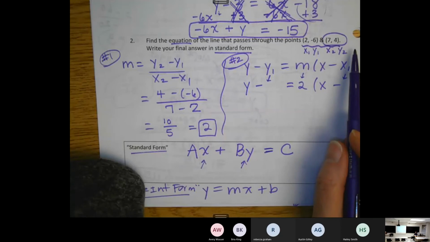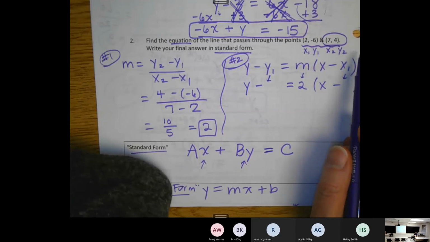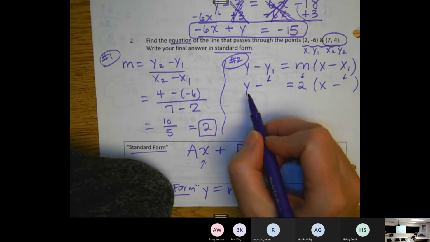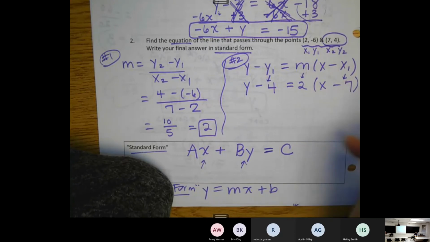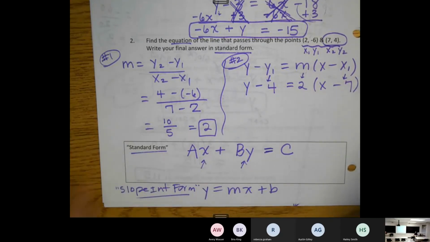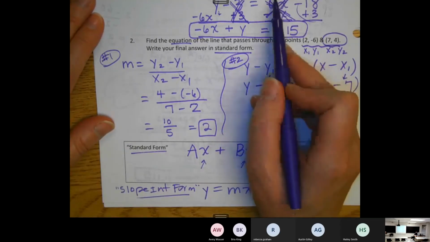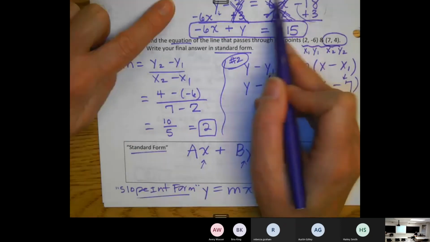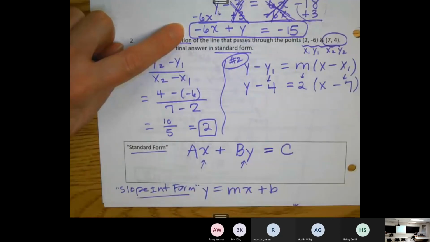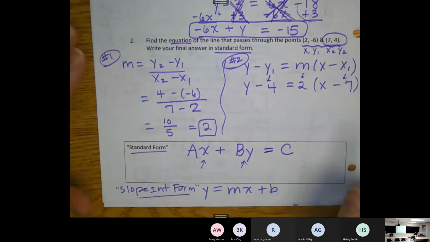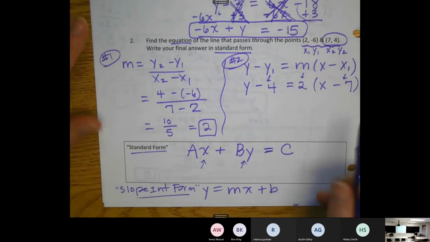I think I'll use the 7 and the 4, avoid those extra negatives. So it'll be y minus 4 equals 2 times x minus 7. If you went with the 2 and the negative 6s, no problem. And like we did back on number 1, let's distribute and get rid of the parentheses. Then think about moving everything around so that the x and the y are together on the left. And the extra numbers are all gathered over on the right.